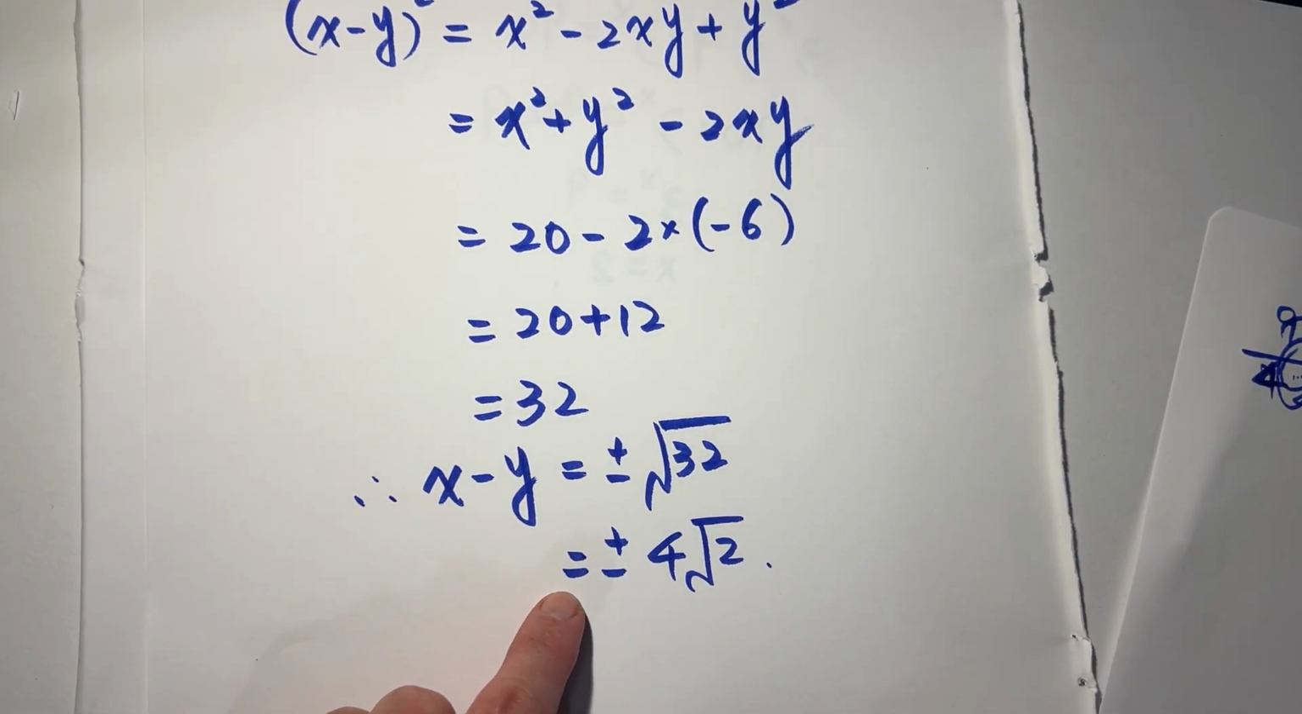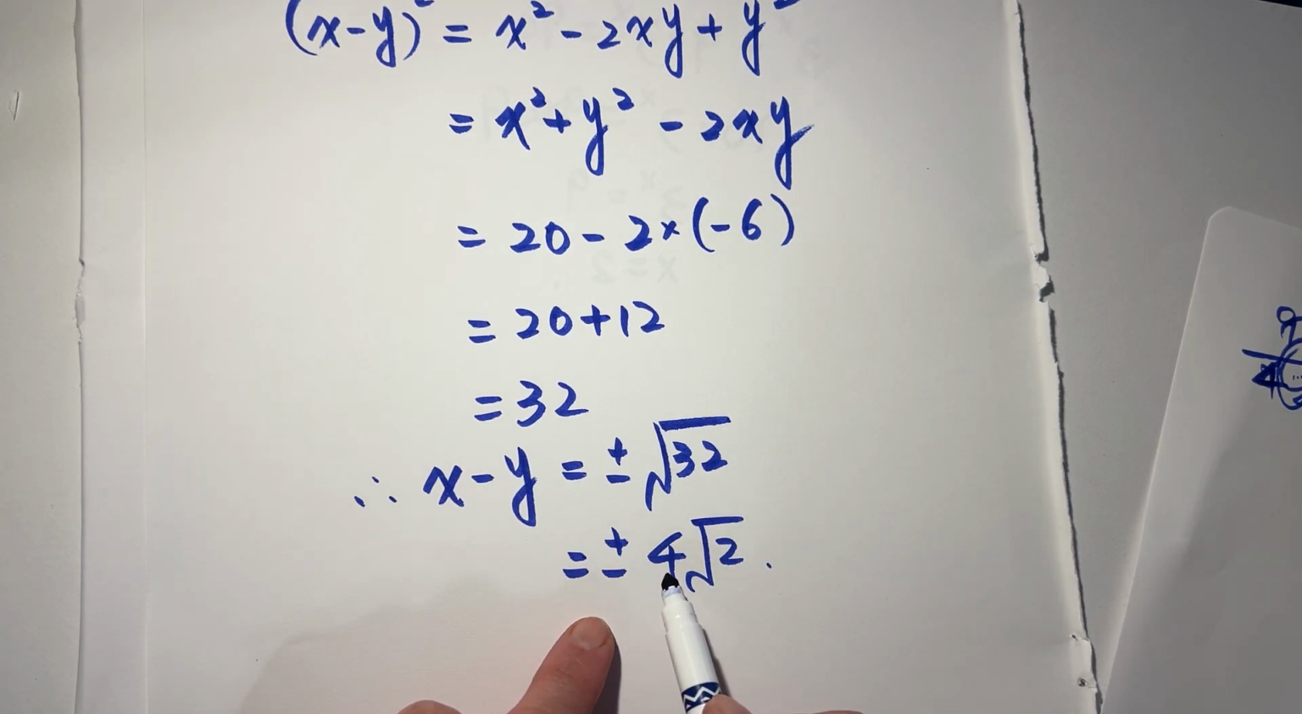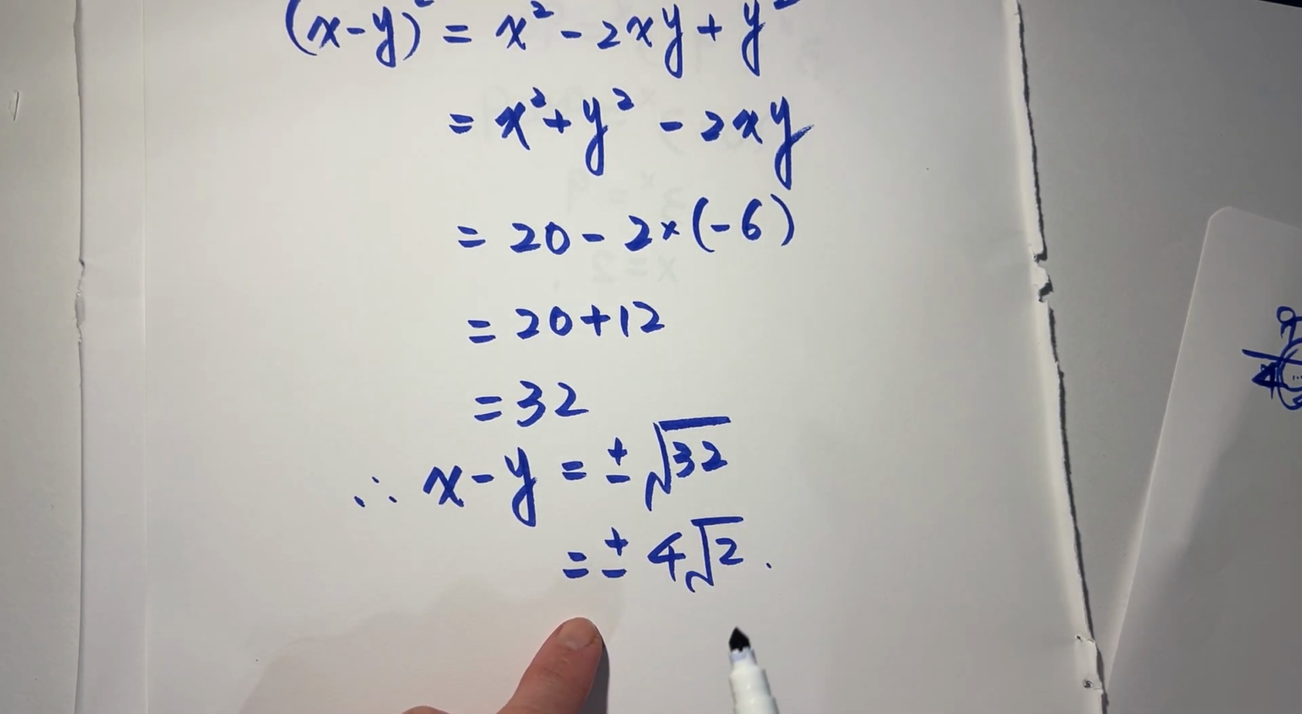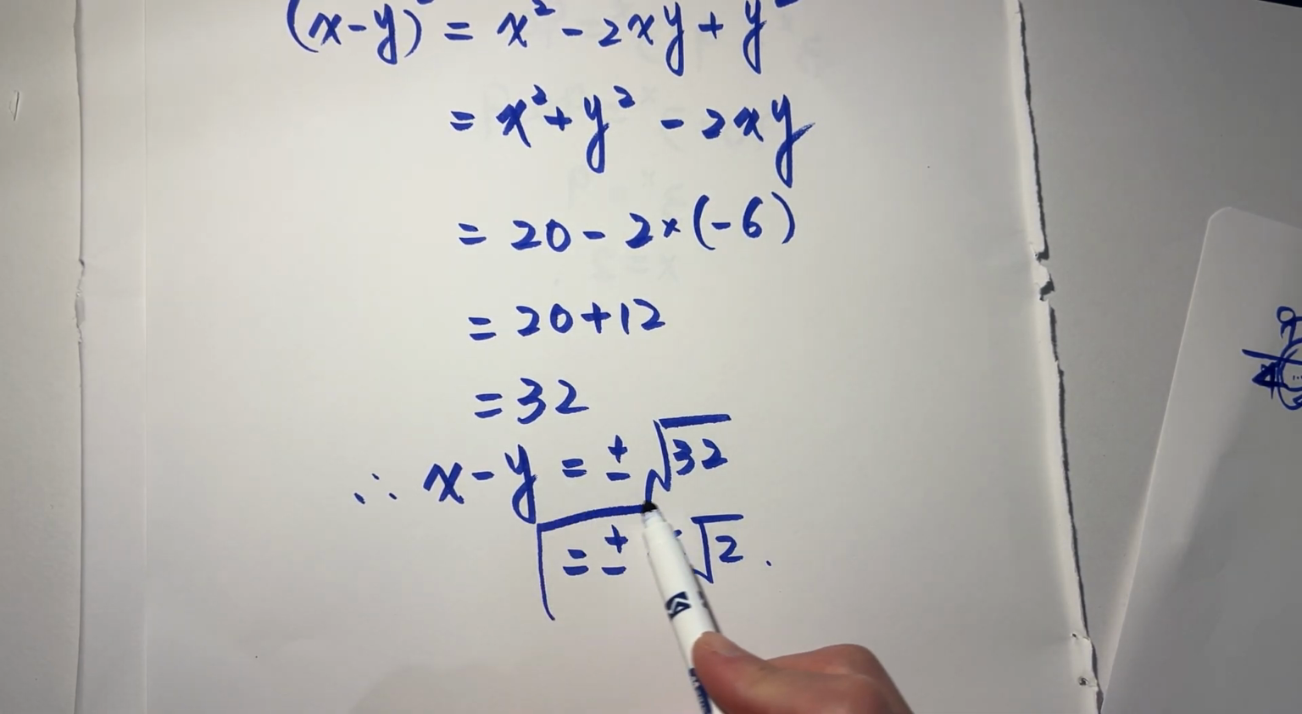So x minus y is positive, negative 4 root 2. This is the answer.